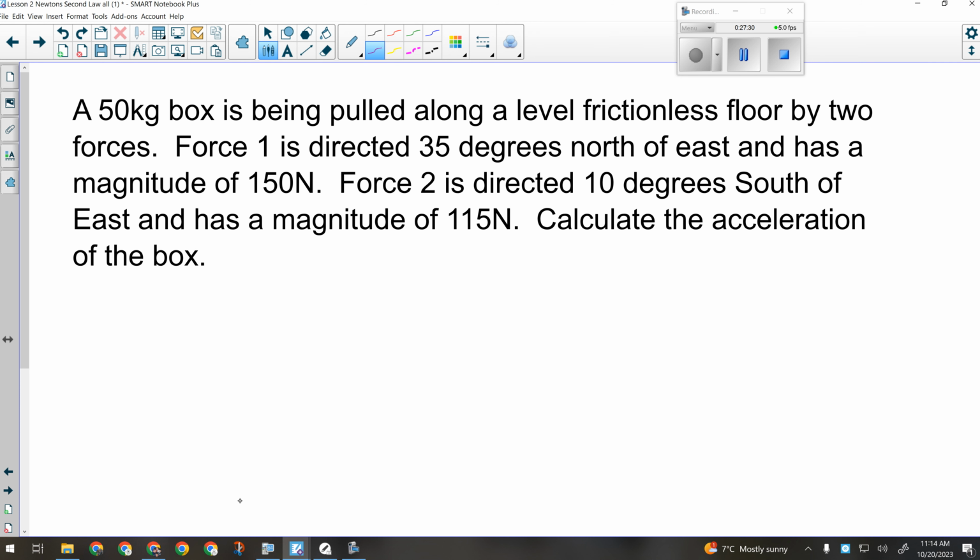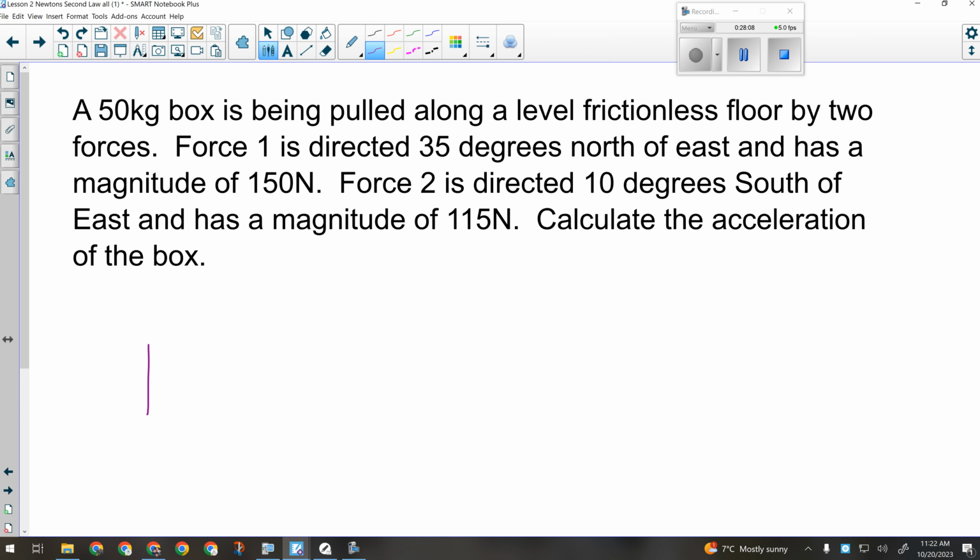Okay. This is a vector type of question. Okay? Not an inclined plane. It says it's a level floor. Right? But it's being pulled by 2 different ropes. So the first one is 35 degrees north of east, and it has a magnitude of 150 newtons. The other one is 10 degrees south of east at 115 newtons. Calculate the acceleration of the box. All right? So free body diagram, vector diagram, sum of all forces. All right, let's see if we can get that one done before the bell goes here.